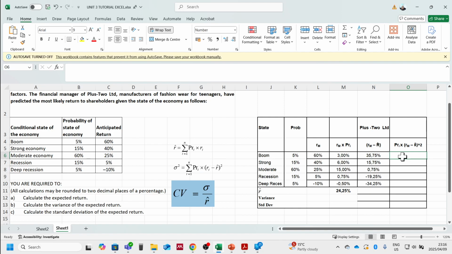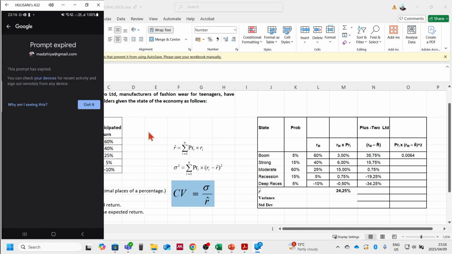So to calculate the variance, it is the sum of the probability multiplied by the deviation squared. So it equals the probability multiplied by, open brackets, deviation to the power of 2. You will notice that in most cases, your number will be sitting in this format, which is 0.0064, which indicates that we have multiplied a percentage by a percentage.